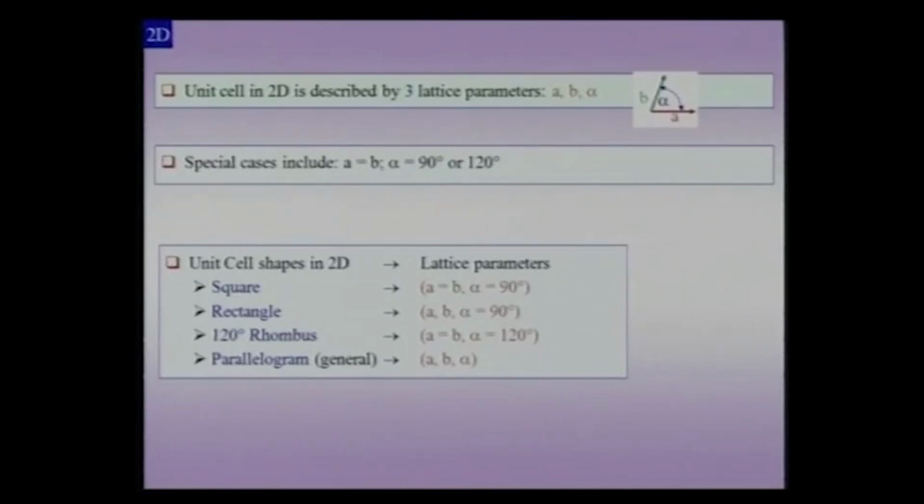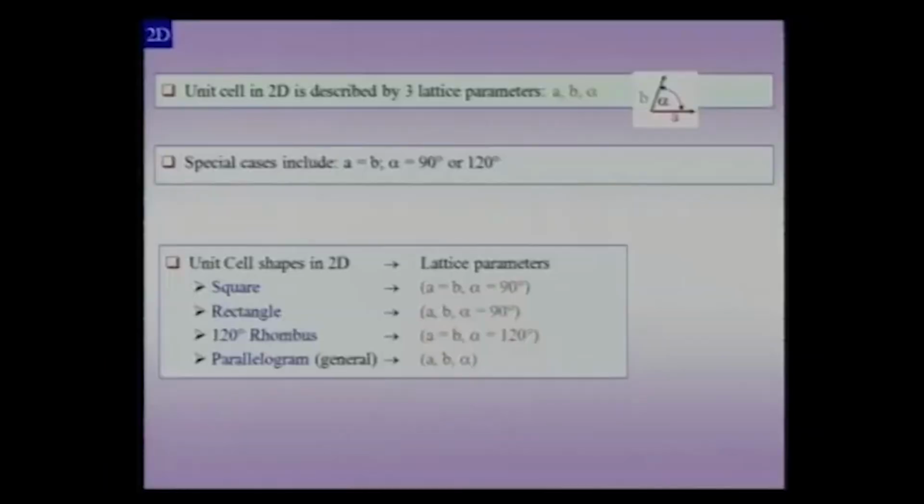So as we are listing keywords on the board, let us go down to the board and write down the special keyword, the word unit cell.